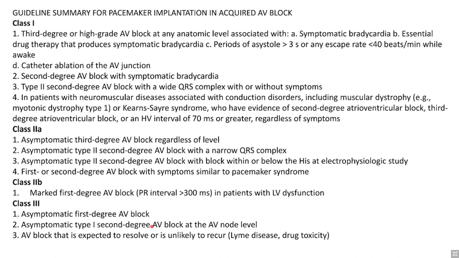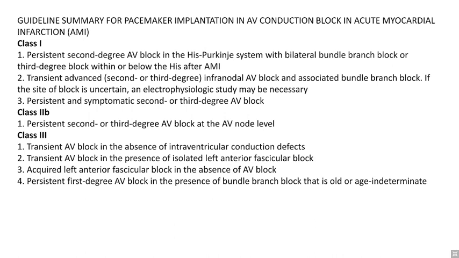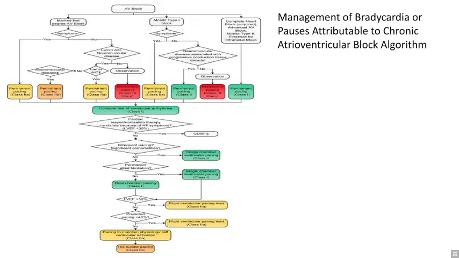You see class 3: for asymptomatic first degree AV block, this patient does not need a permanent pacemaker. And some patients may have acute MI with an atrioventricular node problem, and some patients with MI also need permanent pacing. Second degree AV block with MI: we recommend it for transient advanced infranodal AV block associated with bundle branch block. For this patient, we also recommend permanent pacing.